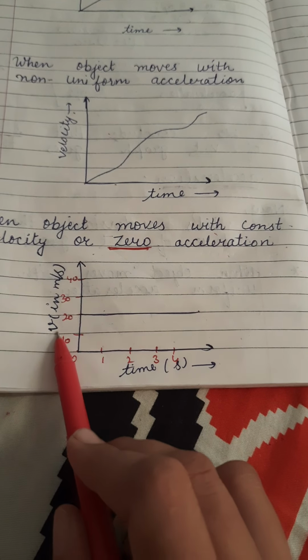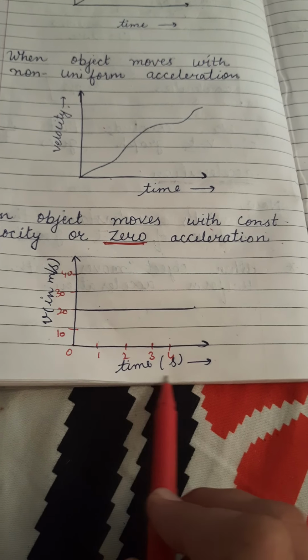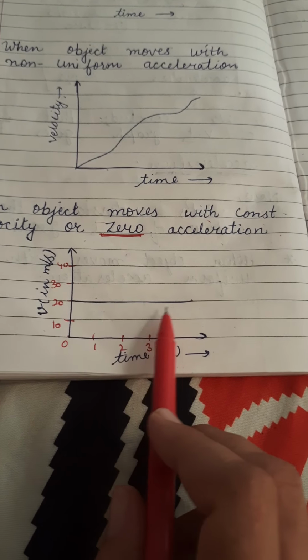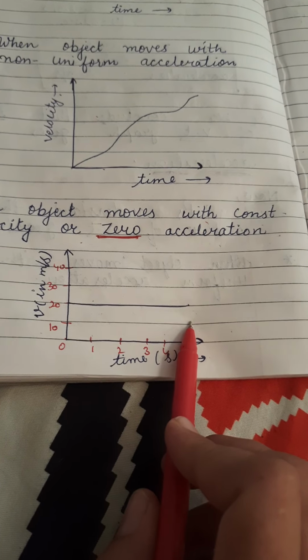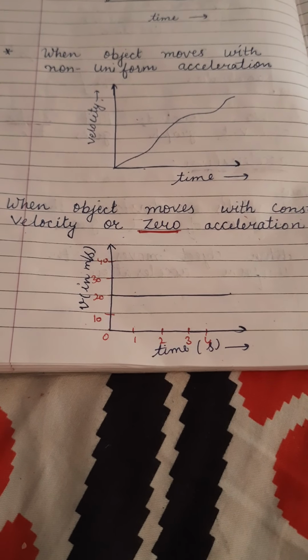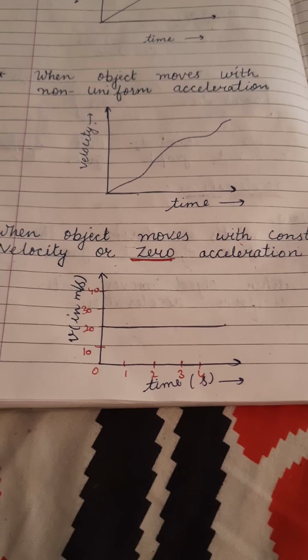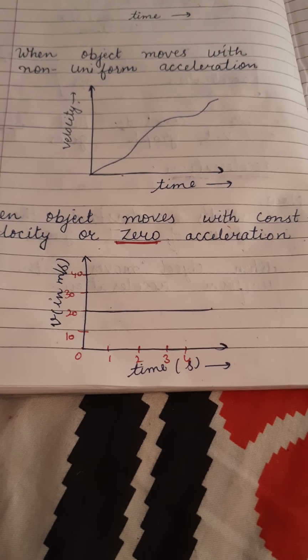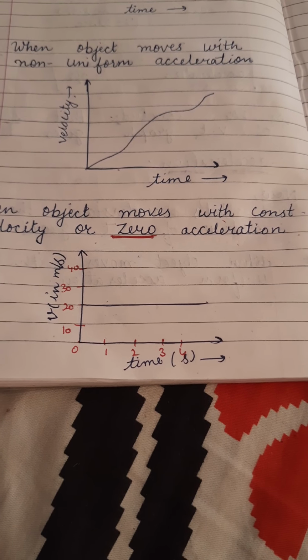But here it is velocity and time, which means the object is moving with some velocity, but the velocity is not changing. That's why this graph represents an object moving with zero acceleration. That's all for the nature of the VT graph.